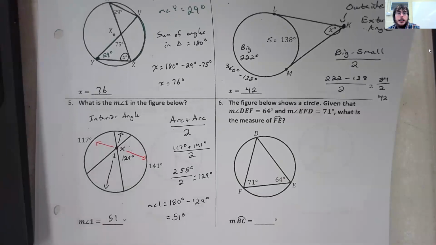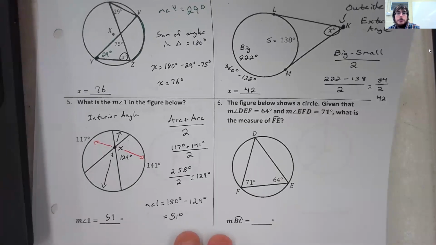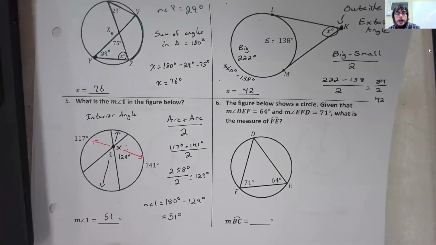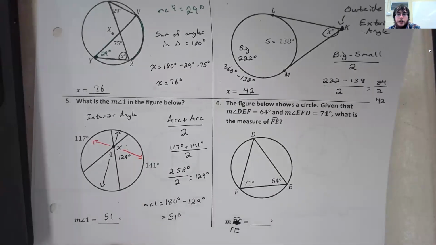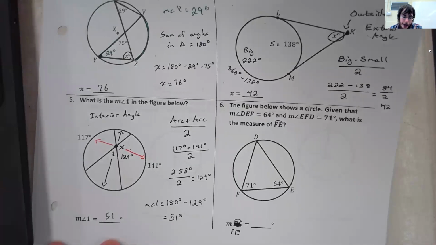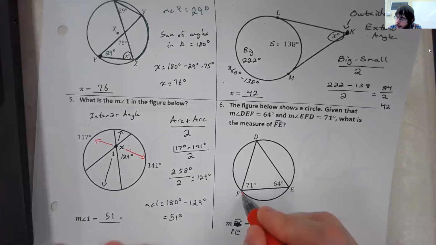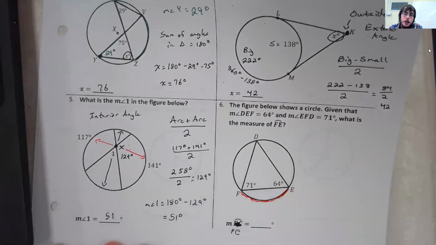All right, number 6. Number 6, the figure below shows a circle. Given that the measure of angle DEF equals 64 degrees and the measure of angle EFD equals 71 degrees, what is the measure of arc FE? So we're looking for arc FE. I'm going to highlight it here in red. So we're looking for that arc there.